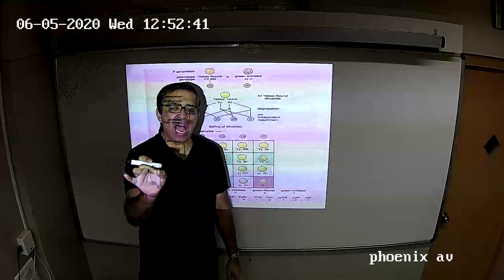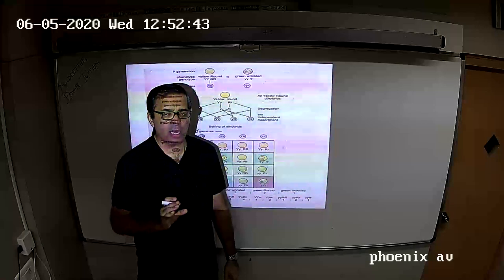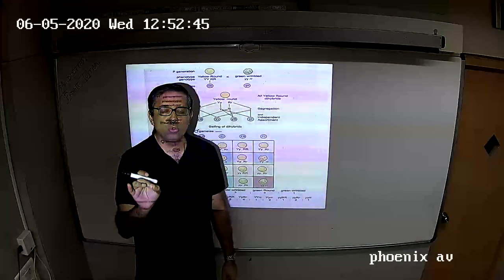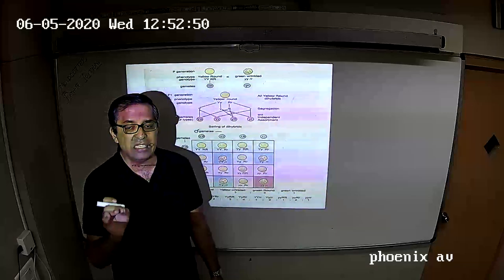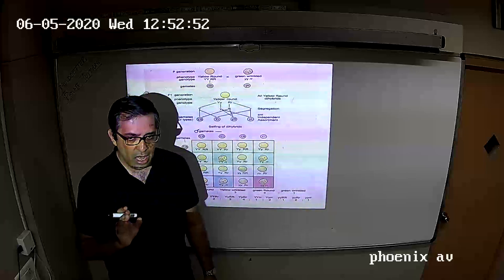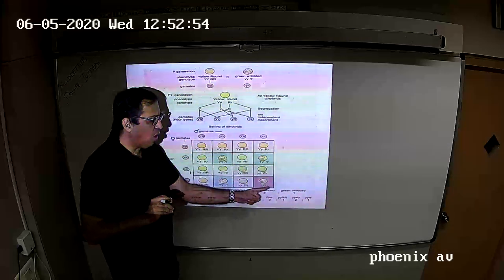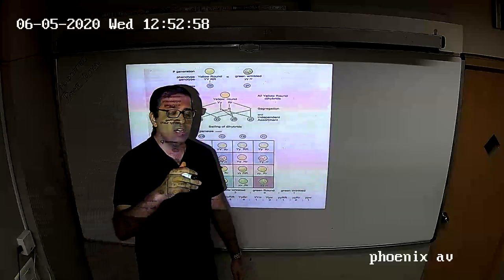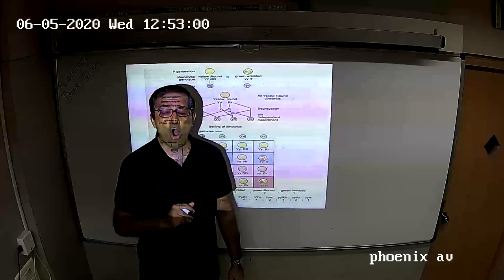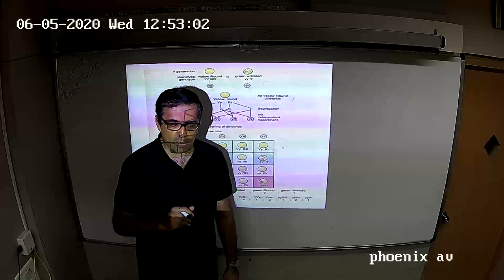So you get a dihybrid phenotypic ratio of 9:3:3:1, which is called Mendel's dihybrid ratio. Now, depending on this dihybrid ratio, Mendel had given his third law, the law of independent assortment.